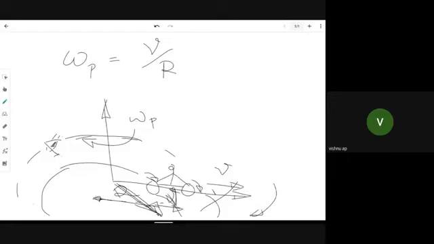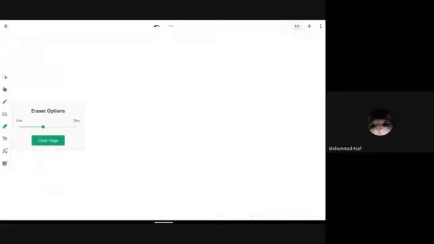So the total angular velocity of precession, which is omega p, can now be written as v divided by capital R. Is this clear? This equation, is it clear to you? V by R. Clear or no? Hello? Sir, clear? Omega p is equal to v by R. Yes, sir. Okay. So omega p can be written as the linear velocity of the vehicle divided by the radius of curvature R.